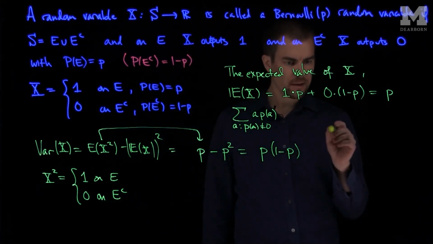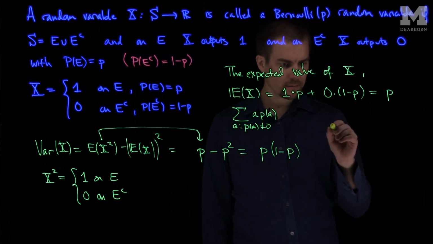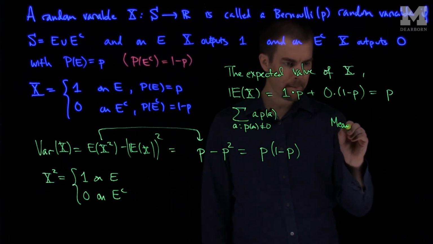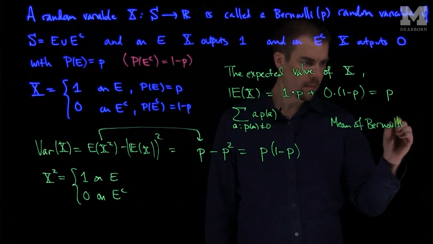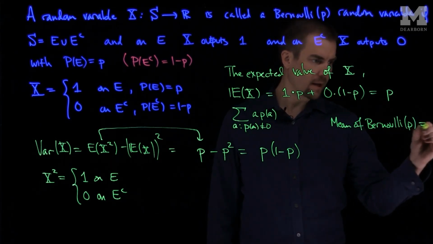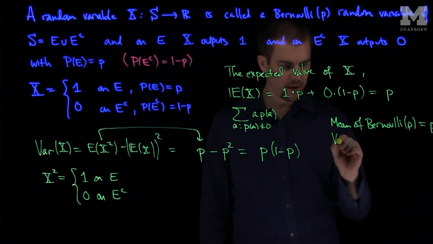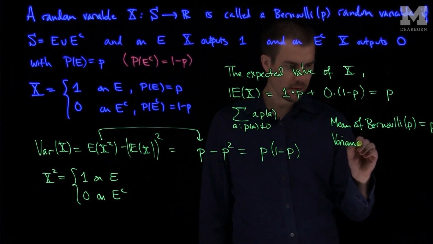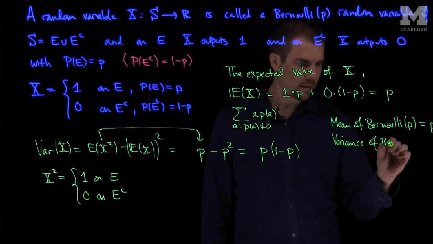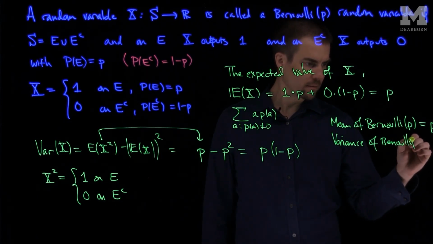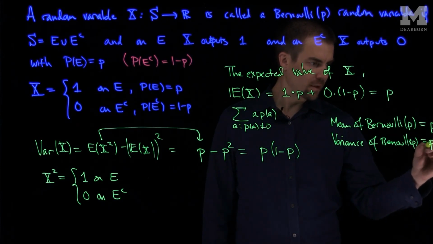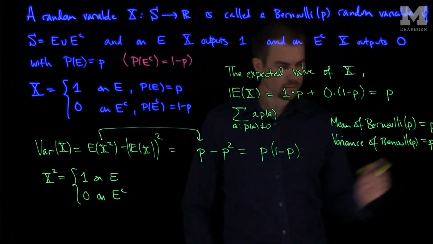So what we can say succinctly is that the mean of Bernoulli P is P, and the variance of Bernoulli P is P times 1 minus P.